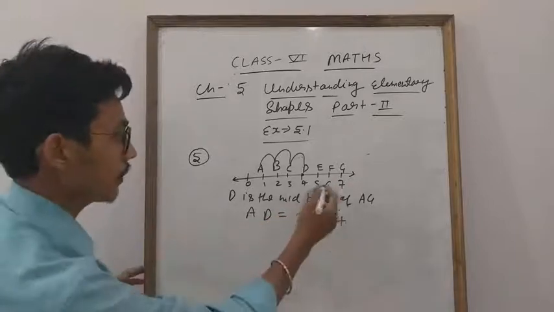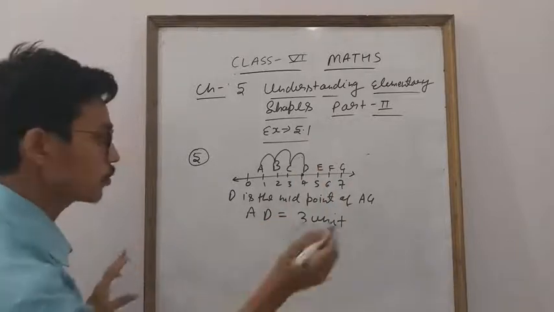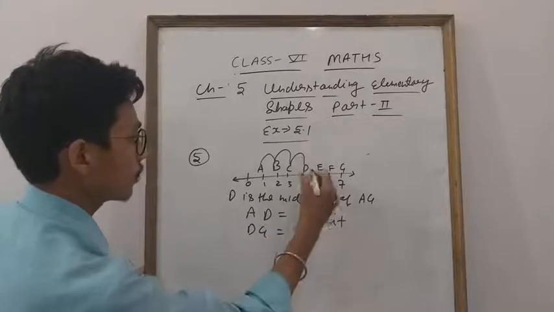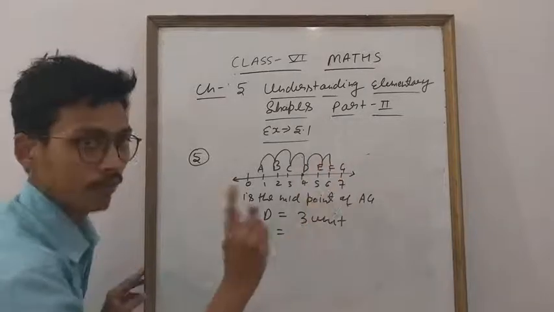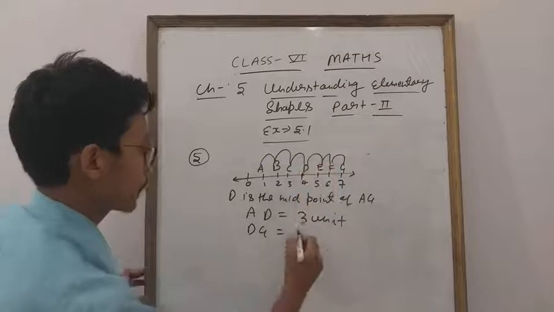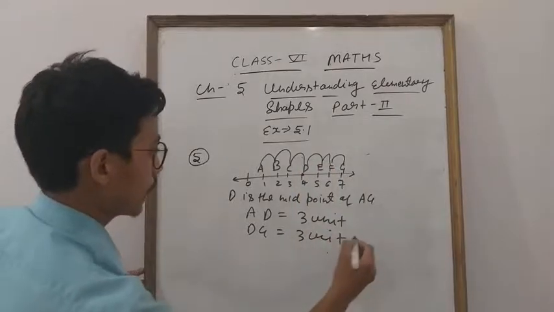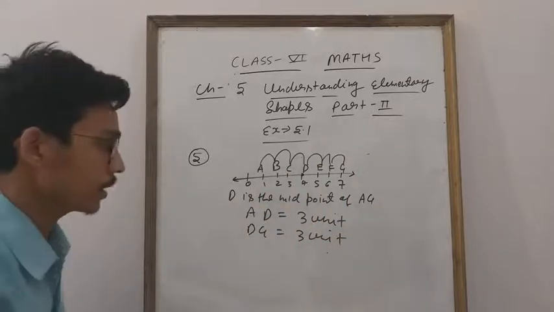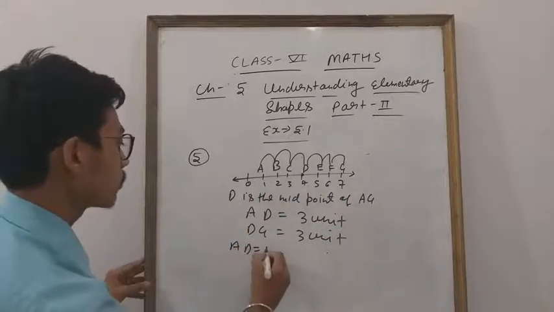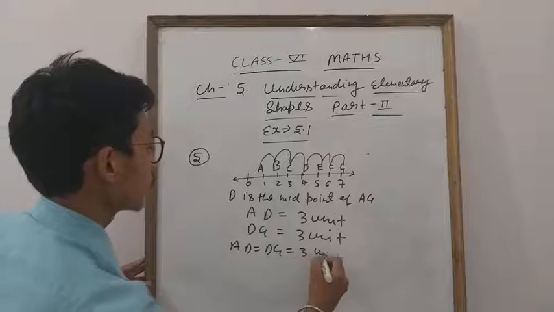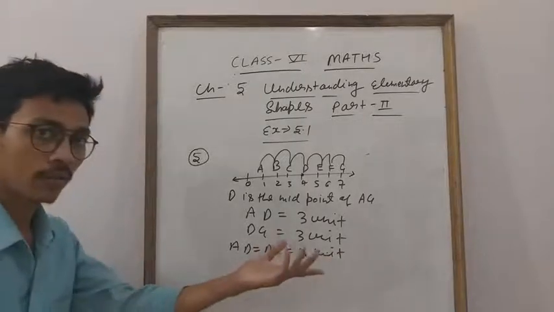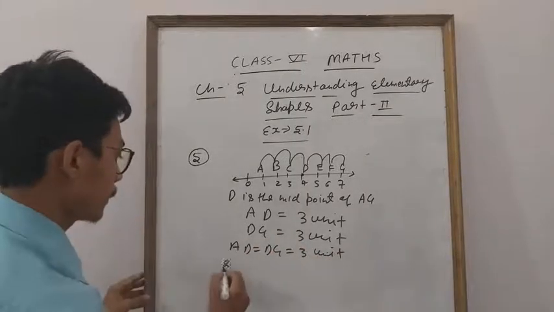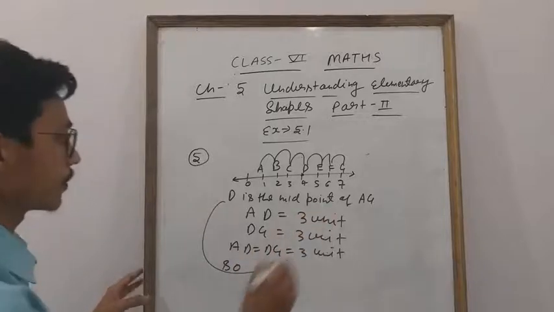We have to find out, now what? D to G. So D to G you will find out. D to E is 1, E to F is 1, F to G is 1. So it is also 3 units. It means the left hand side is 3 units, the right hand side is also 3 units. So you can write AD equal to DG equal to 3 units. Both are equal distance, so D is the midpoint of AG.